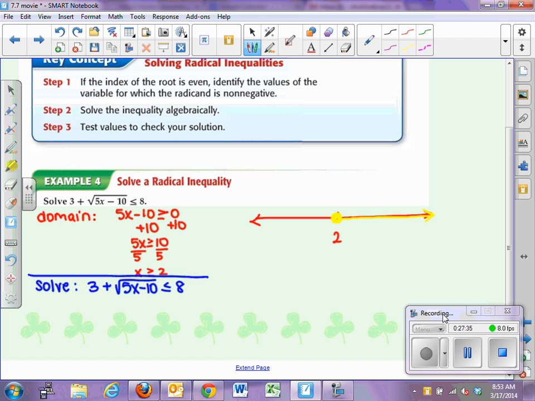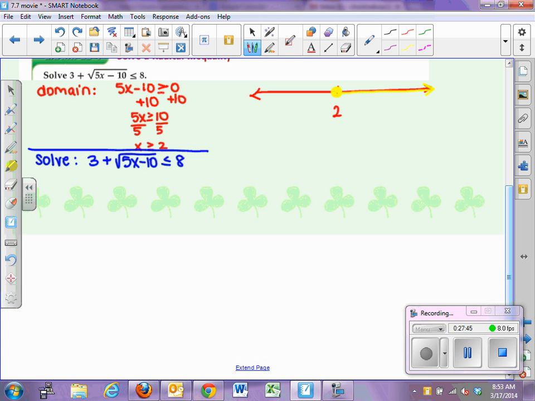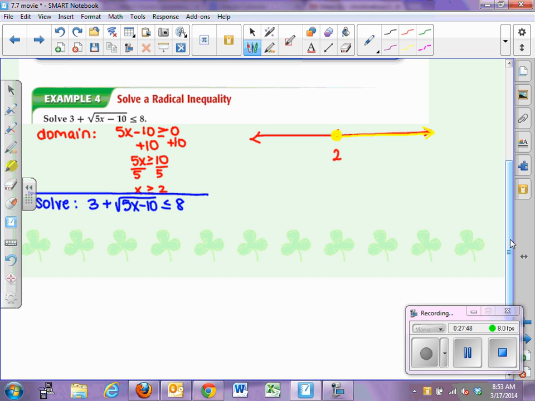So again, step 1 is domain, and step 2 is solving. And then we'll test our values. All right, I'm going to start by doing what did we do before? We're going to subtract 3 from both sides. So we get a positive square root of 5x minus 10 is less than or equal to 5.